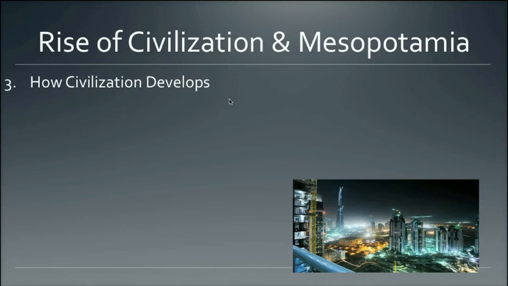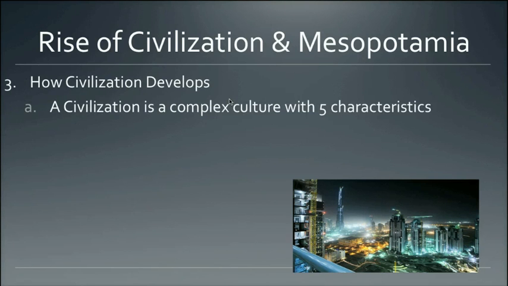Okay, so how civilization develops. A civilization is a complex culture with 5 characteristics. And really, in order to be considered a civilization, you have to meet these 5 characteristics. Most of these are pretty obvious, and I'm going to give you some examples that go with them to help you further understand each one of these characteristics.